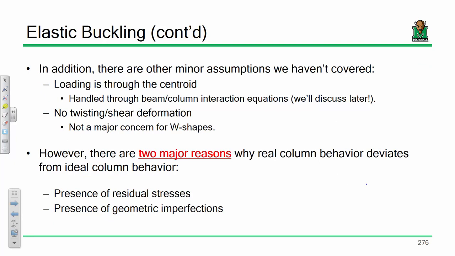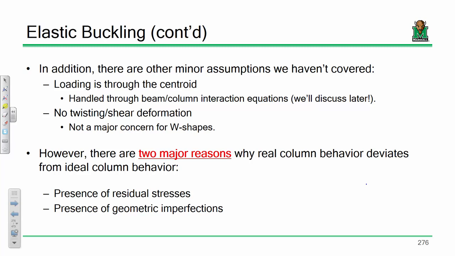there are some other minor assumptions that we're just assuming is the case, which is pretty easy to handle. For instance, we're assuming that the column is loaded directly through the centroid. That can be handled with proper detailing, or you can look at beam-column interaction to handle it if it's not loaded through the centroid. And as long as it's not twisting or shearing or anything like that, these equations would be fine, and that's not really even a major concern for W-shapes. However, if you were to just use the equations right now, I promise you they wouldn't work, okay?